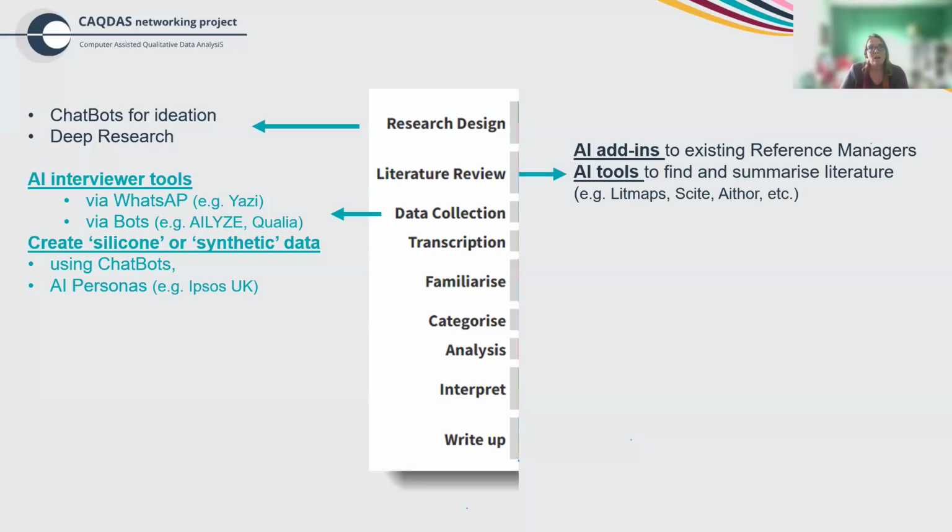Then there's the idea of AI personas. So Ipsos UK, which is a research organisation here in the United Kingdom, who do a lot of the election polls over here when we have a general election.